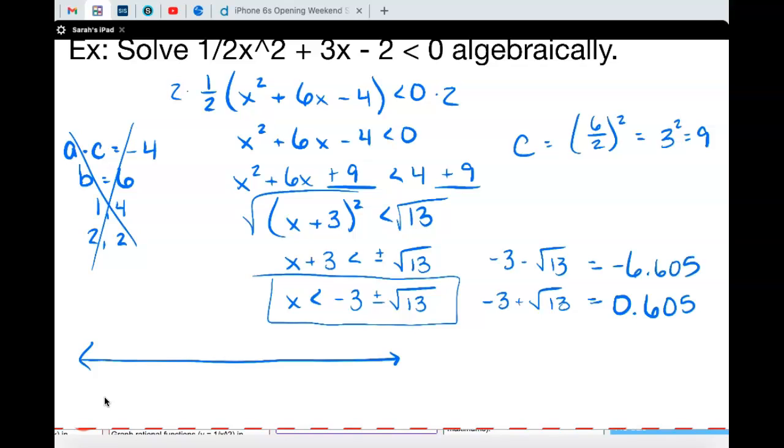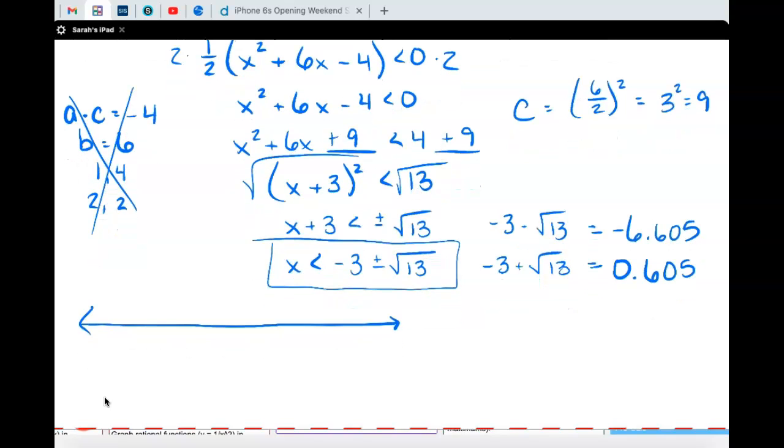Okay, but on my number line, I'm actually going to write -3 minus the square root of 13 and -3 plus the square root of 13. But the decimals help us figure out what number to test, instead of taking a shot in the dark.